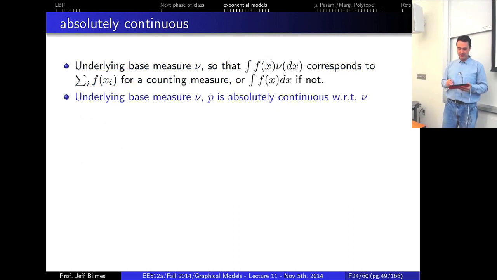But that's not really mentioned too much in the book. The other important notion is that if you've got some base measure nu, where nu is the name of the measure, then there's the notion of p, a probability distribution, being absolutely continuous with respect to nu. The basic idea is that whenever the measure nu is 0, p also has to be 0.